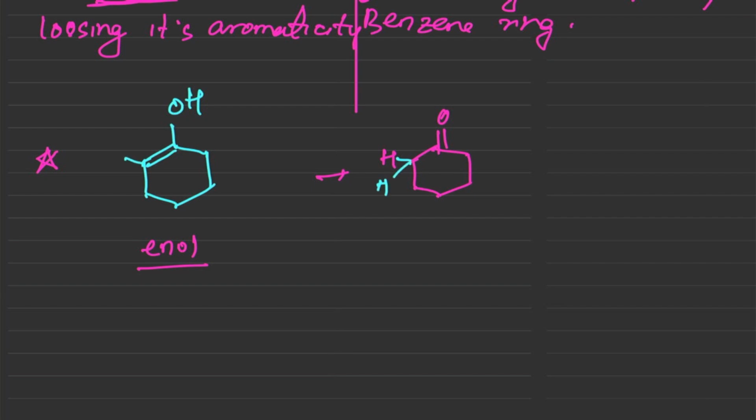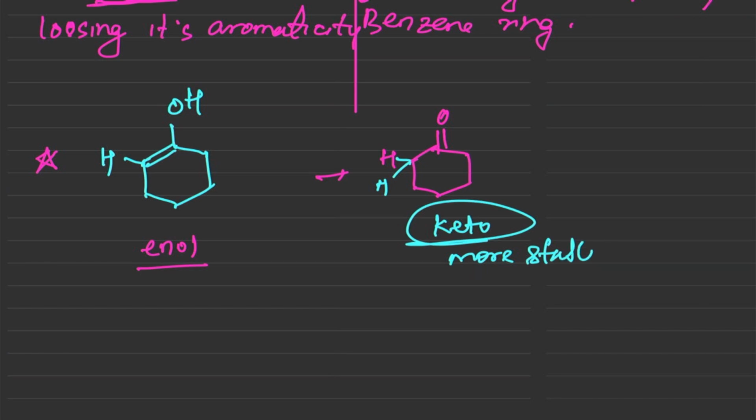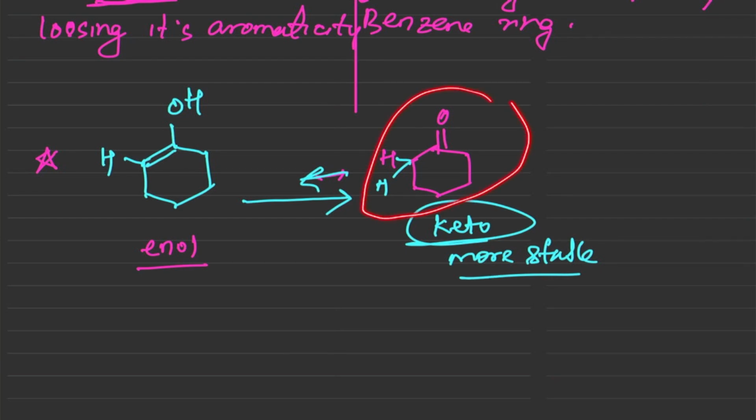So this position had a hydrogen, now it has two hydrogens, right? So that's how you can draw the keto version. So obviously, which one would be more stable? Keto version is always more stable. So in equilibrium, you're gonna have situations where the equilibrium is going to be more biased towards the keto.